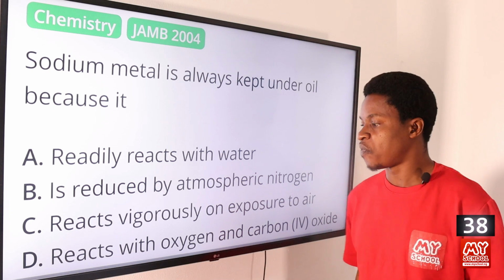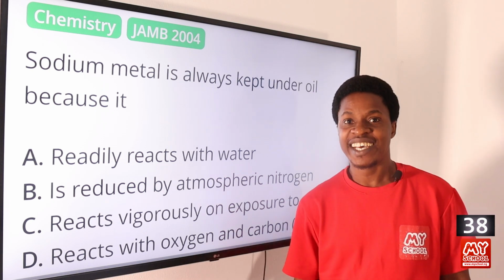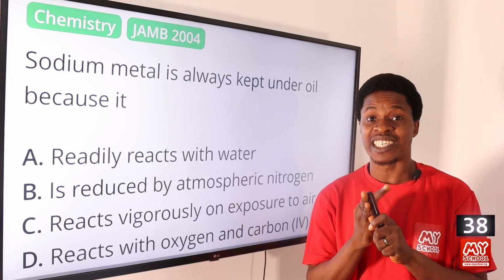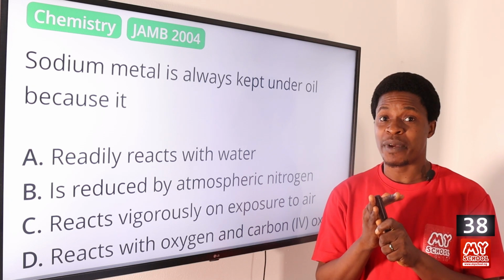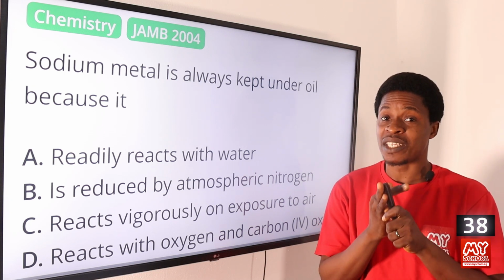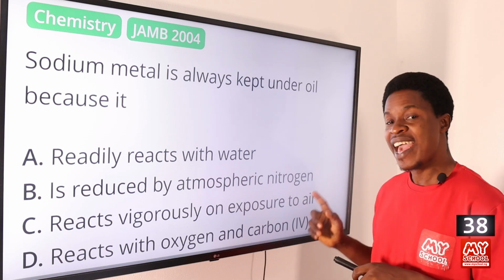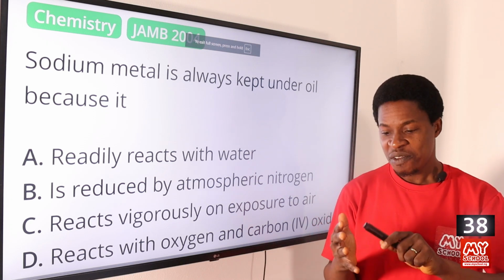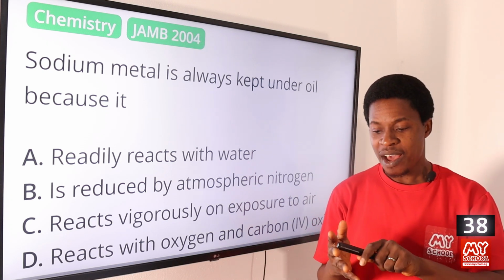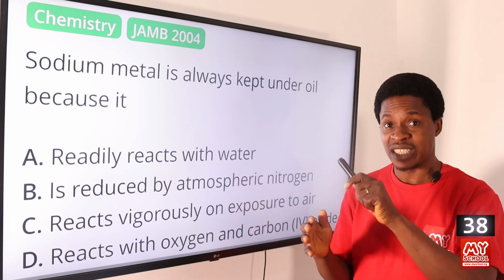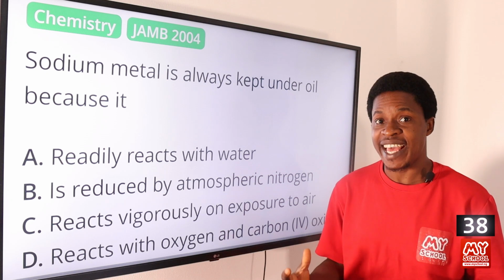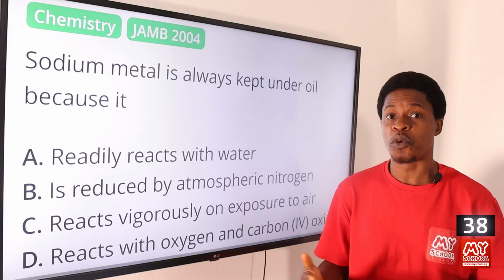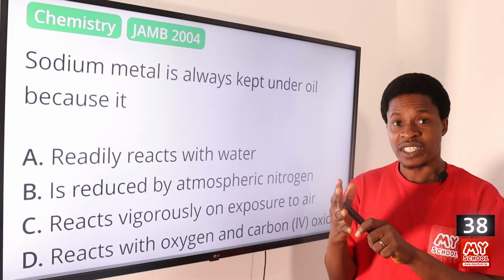Option C says reacts vigorously on exposure to air. Remember what I said earlier, that we have oxygen and we have water. Those two factors are responsible for the reaction of sodium metal. That is why there is a vigorous reaction, and that is why it is kept under paraffin. Air, we said, is a mixture of gases. We have water vapor present in there, we have oxygen, and we have nitrogen and other gases. So if you expose it to air, it can easily cause a vigorous reaction. Oxygen and water are present in air.